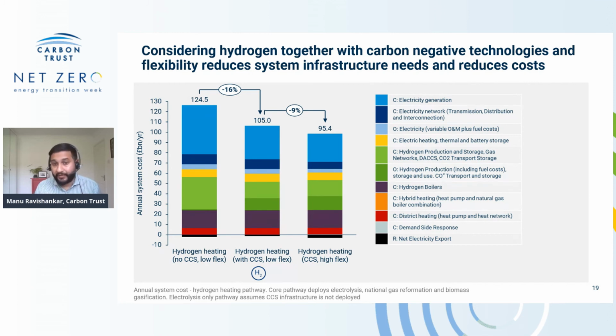As seen in the first case study, these are again quite material cost savings across the system that can be realized if we co-optimize and take a whole systems approach to all the key elements of the energy system to reach net zero cost effectively.